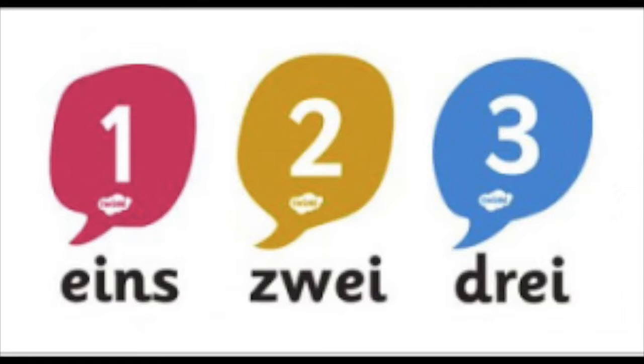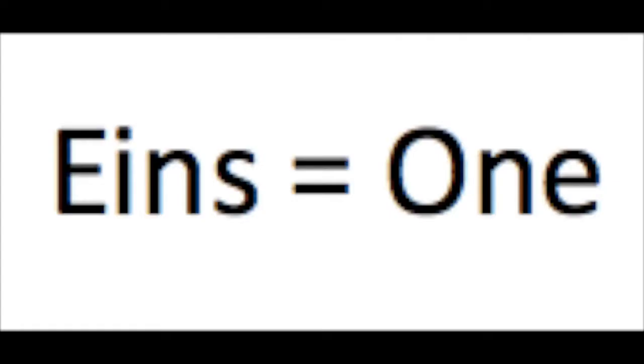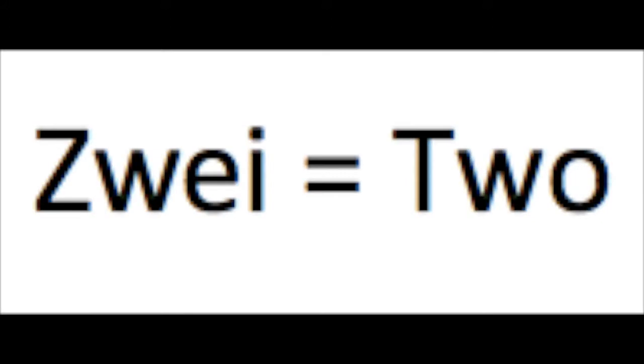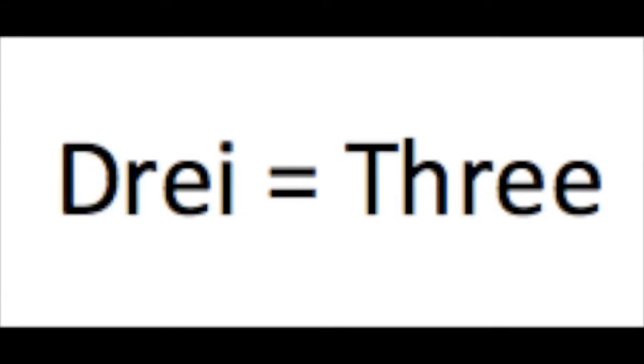So let's look at some examples of German words where there are this type of alarm sounds. Eins, zwei, drei. Here we have the first three numbers in the German language. Eins stands for one, zwei stands for two, and drei stands for three.